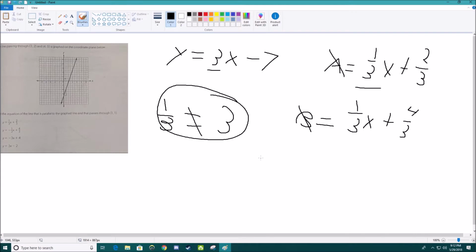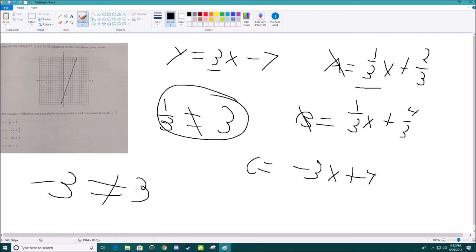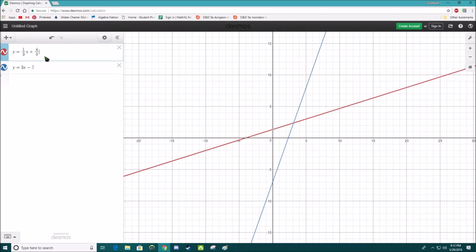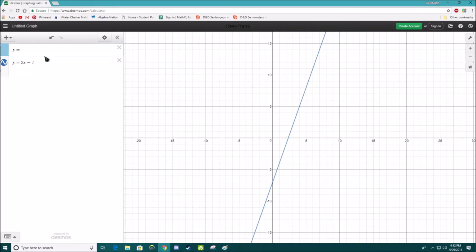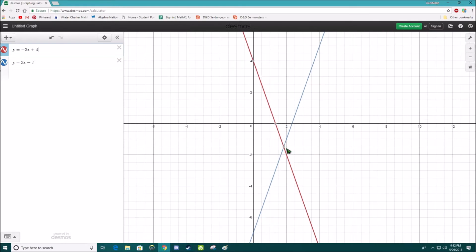How about answer choice C? C says negative 3x plus 4. So close. However, negative 3 does not equal 3. So right off the bat, we know once again that this is not the correct choice. However, let's still graph it. We have negative 3x plus 4. This line is descending and intersects around here.